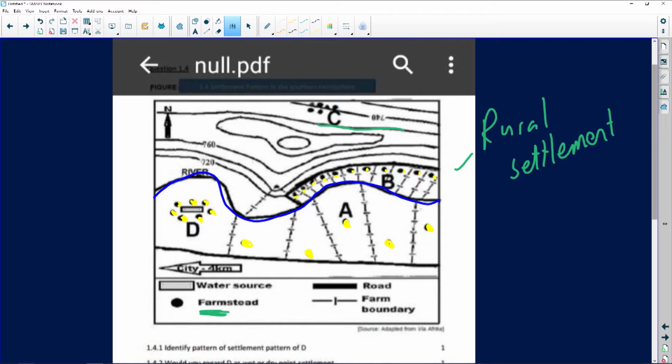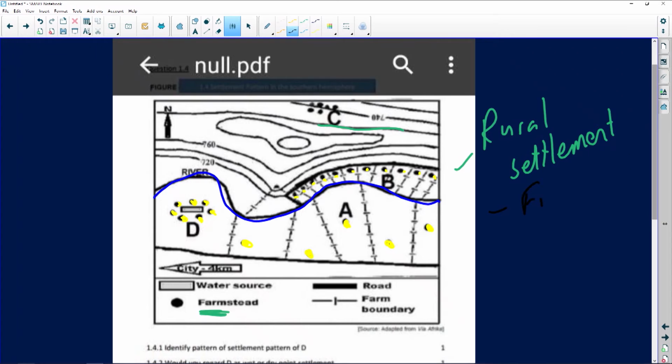Now, first of all, rural settlements, how do we identify them? Very importantly, I just want to use a different color pen. It's usually primary activities. We focus on primary activities in rural settlements. For instance, fishing, farming, forestry, and mining. Now, in the case on our diagram, we basically, as you can see, which primary activity can we identify over here, and it's definitely farming.